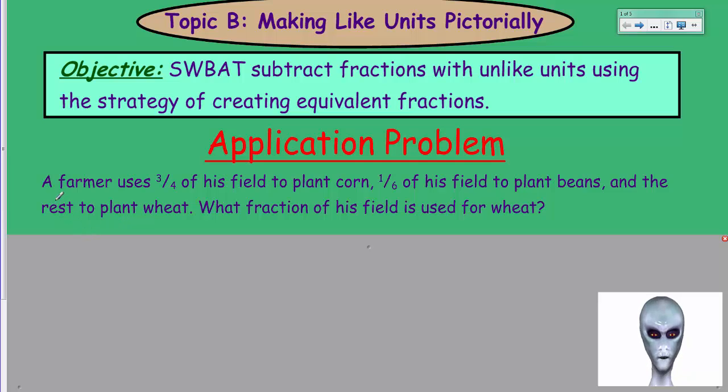The problem here says a farmer uses 3/4 of his field to plant corn. It says 1/6 of his field to plant beans. So we have corn and we have beans here, and it says, and the rest to plant wheat. And what fraction of his field is used for wheat?